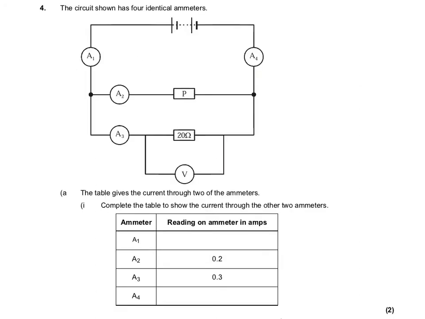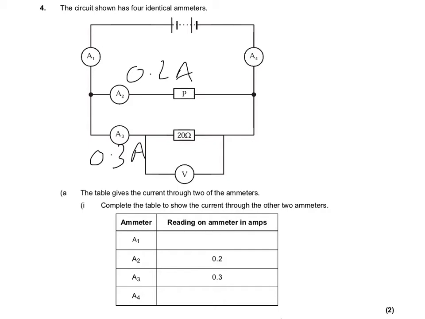In the first part of the question, you've got a circuit diagram, which you can see is here. You've got ammeter 1, ammeter 2, ammeter 3, and ammeter 4. So the table gives the current going through two of the ammeters. Complete the table to show the current through the other two ammeters. So you can see at A3 we've got 0.3 amps, and at A2 we've got 0.2 amps.